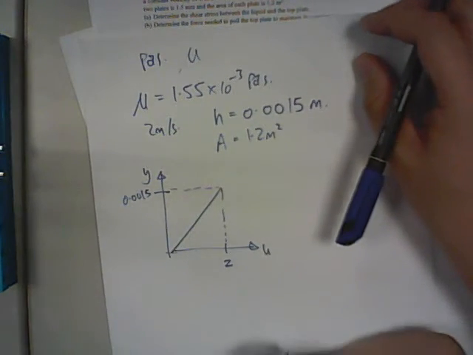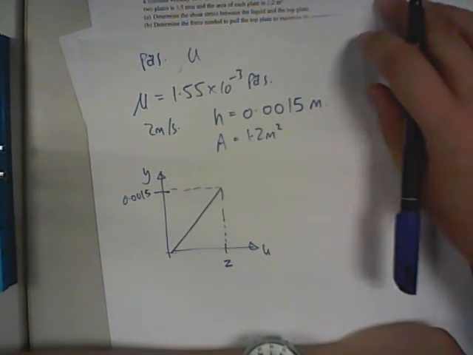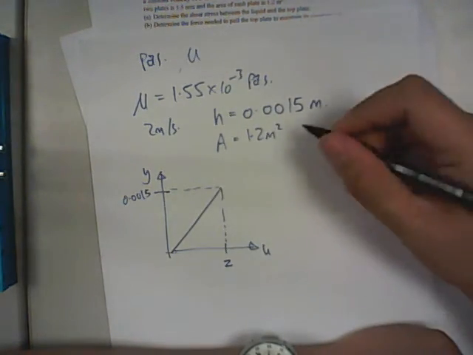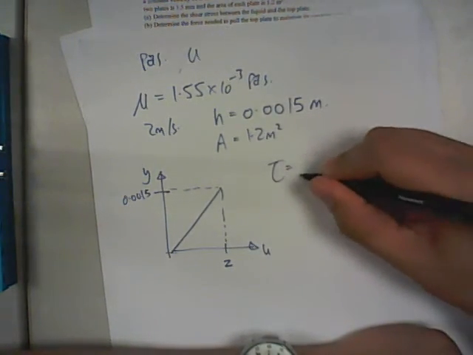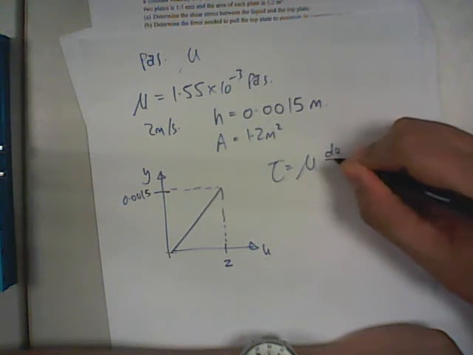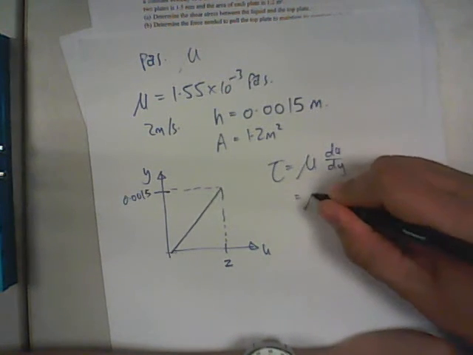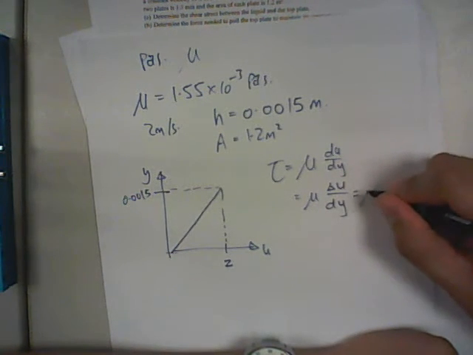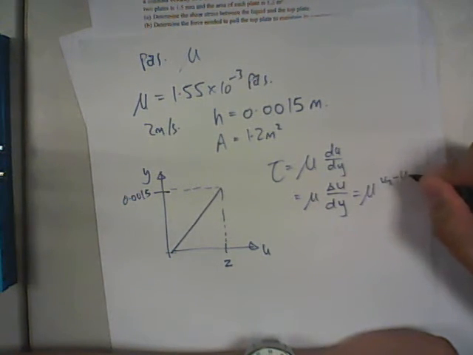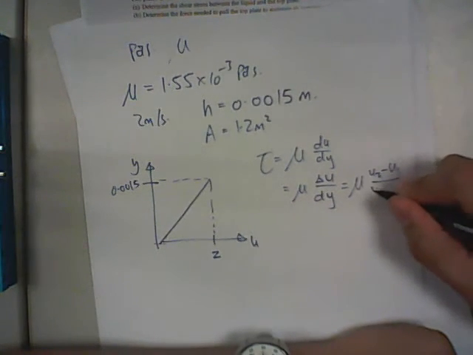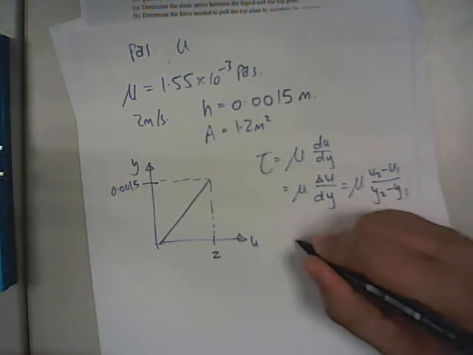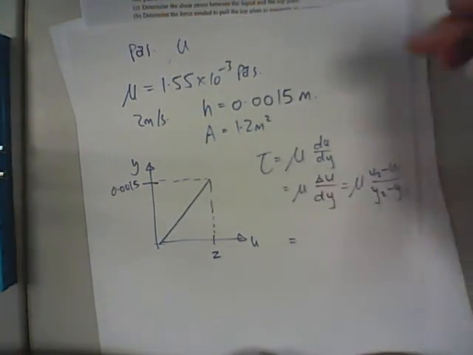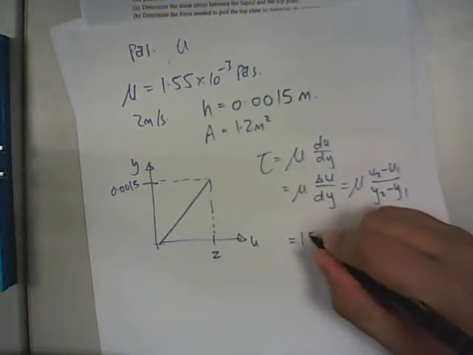And how do we find part A, the shear stress between the liquid and the top plate? Remember that the shear stress, the value is the same, so we can find tau equals to mu du dy equals to mu delta u by delta y equals to mu u2 minus u1 over y2 minus y1. Okay, so we just put in the values. Everything must be in SI units. So this is in SI units.